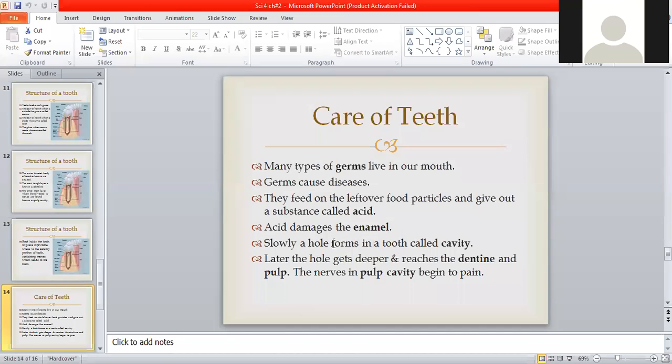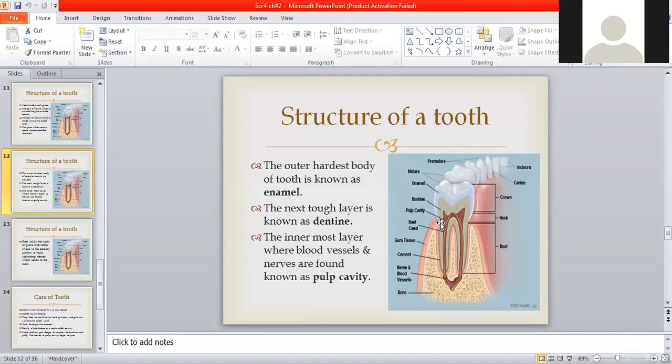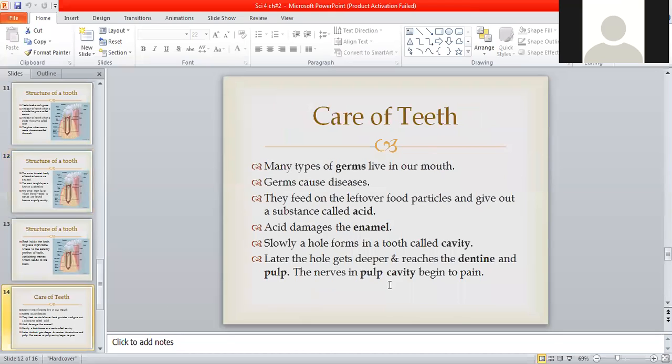In the enamel, slowly a hole forms in the tooth. It's called a cavity. The hole starts growing, and later the hole gets deeper and reaches the dentine. Here is the structure. First is enamel, second is dentine, third is pulp cavity. Later on the hole gets deeper and reaches towards the dentine and the pulp cavity.